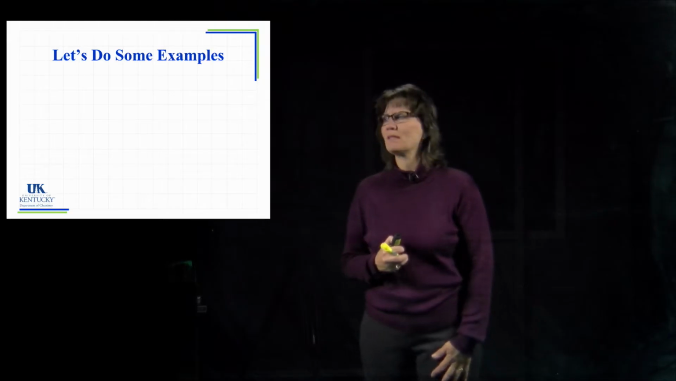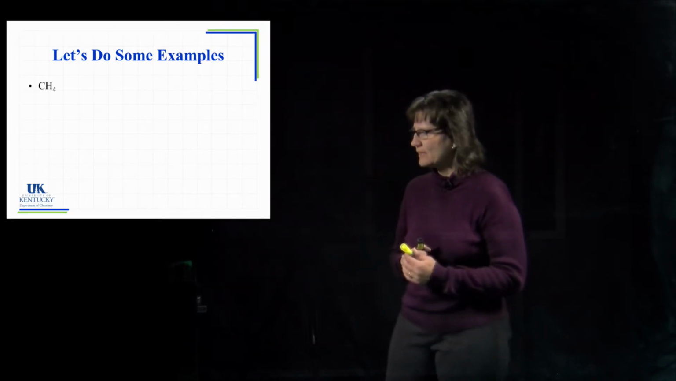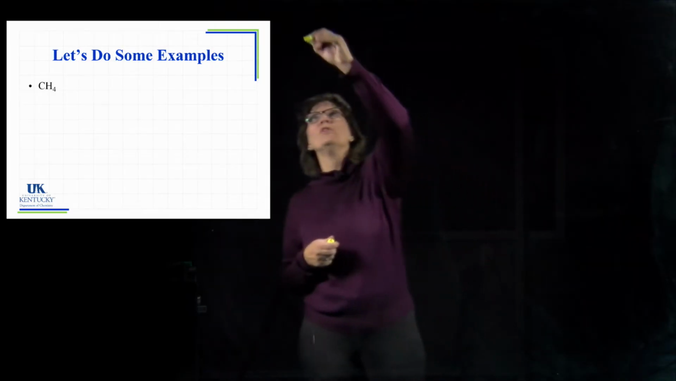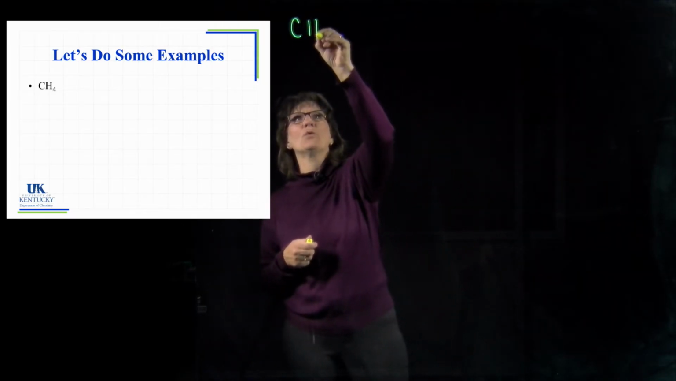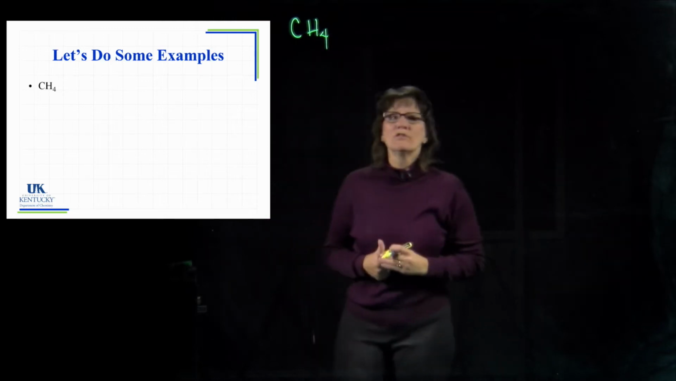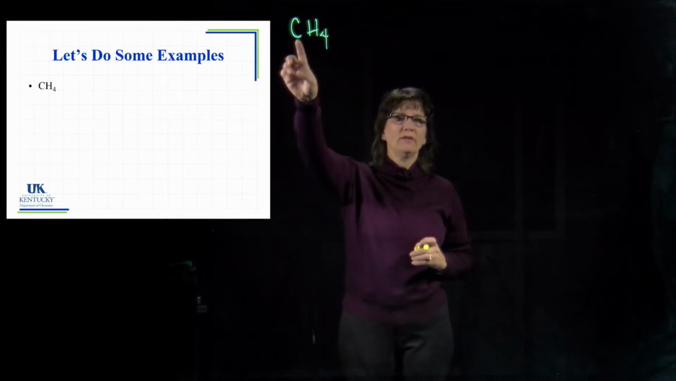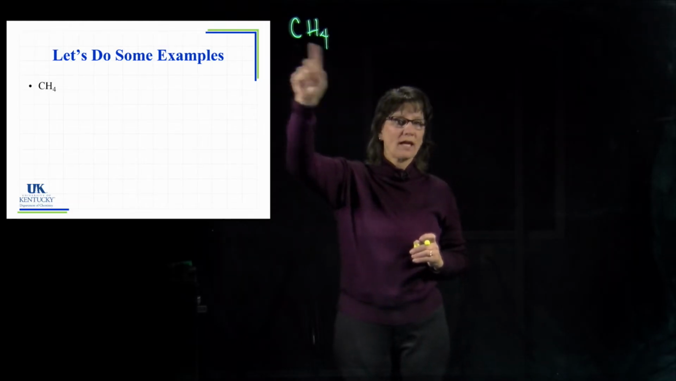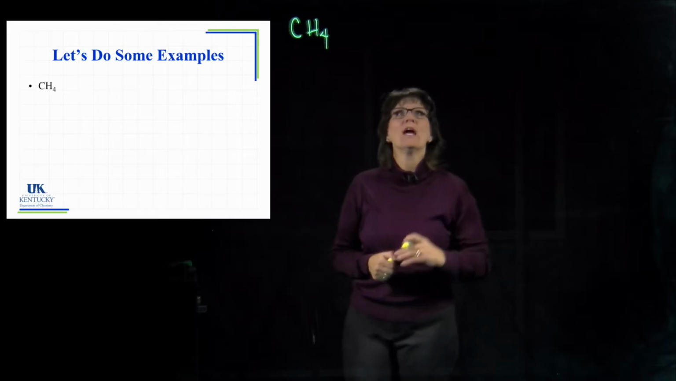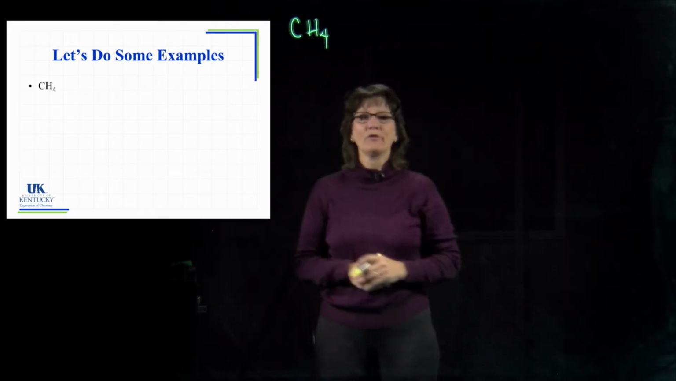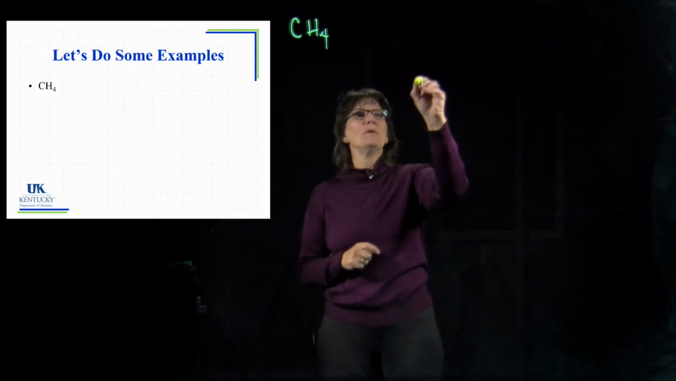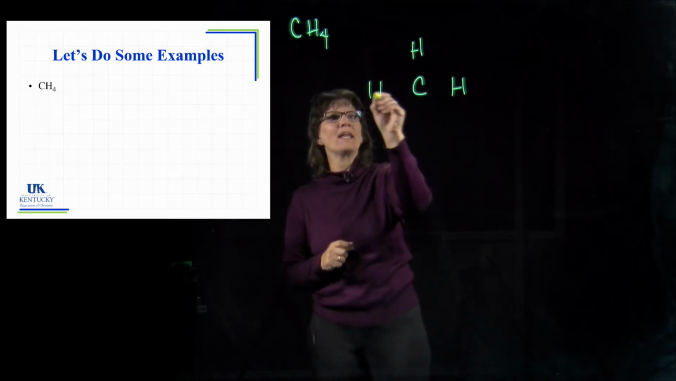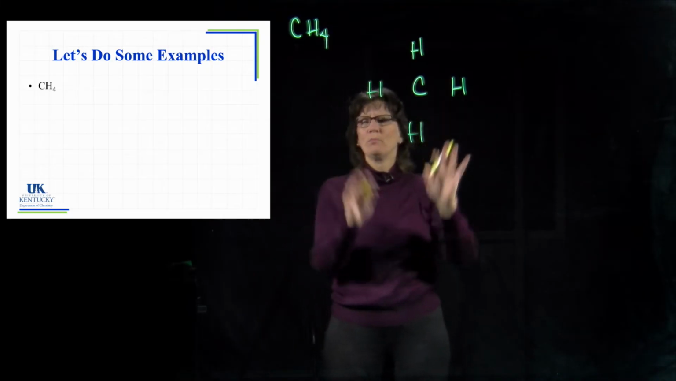But let's start doing some examples, all right? We're going to do several examples here. We'll do this on our board, and the first one that we're going to do is CH4, okay? So the first atom listed is almost always the least electronegative atom of the bunch. But regardless, we can't have hydrogen being the central atom. So we know carbon is the central atom and the hydrogens are surrounding it.